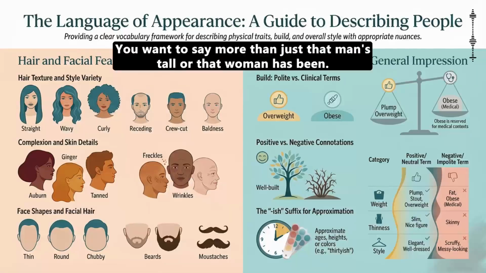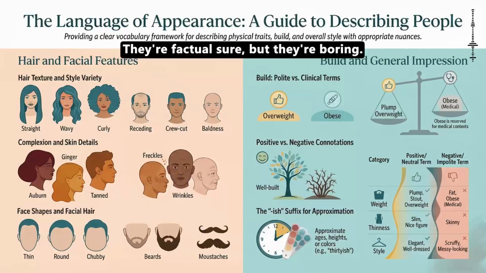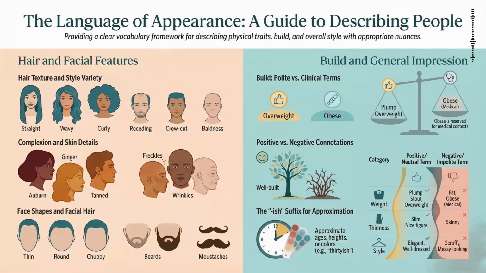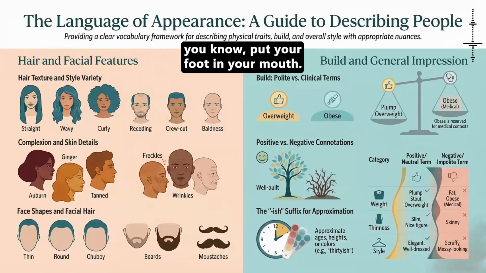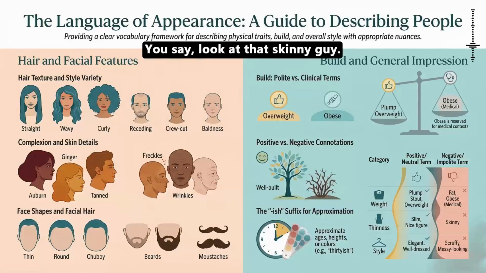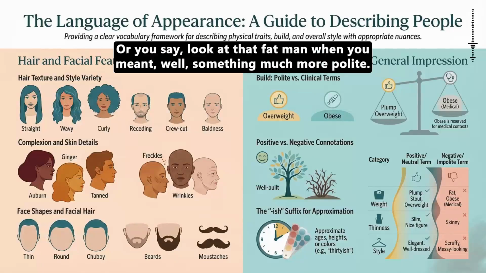You want to say more than just that man's tall or that woman has brown hair. Right. Those are the basics. They're factual, sure, but they're boring. They don't capture the vibe at all. And then there's the other side of it. You try to be descriptive and you accidentally put your foot in your mouth. Oh, yeah. You say, look at that skinny guy, when what you meant was slim. Or you say, look at that fat man, when you meant, well, something much more polite.